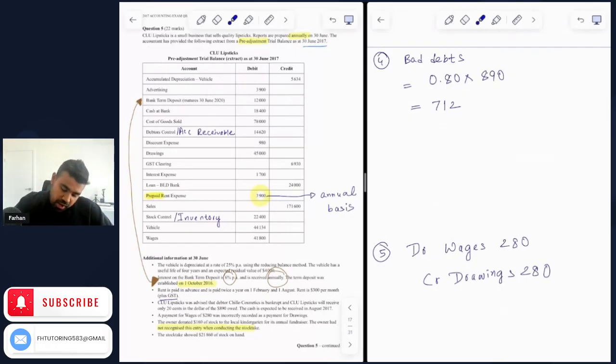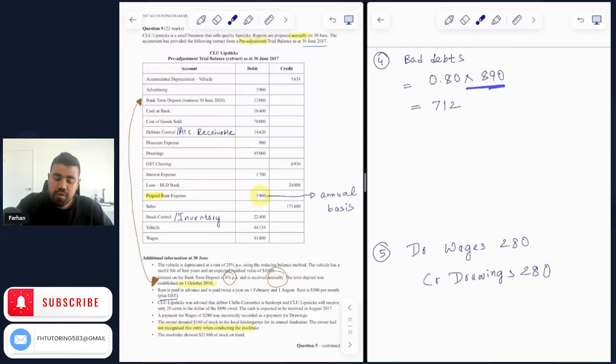So they're saying that they can only pay 20 cents in the dollar of the $890 owed, which means 80 cents on the dollar is a bad debt. So how do we find this bad debt? Now, 20 cents here simply refers to 20%. 20 cents in the dollar simply refers to 20% of the sales amount that we have with them. And 80% that is going to be bad debt simply refers to 0.80 times 890.